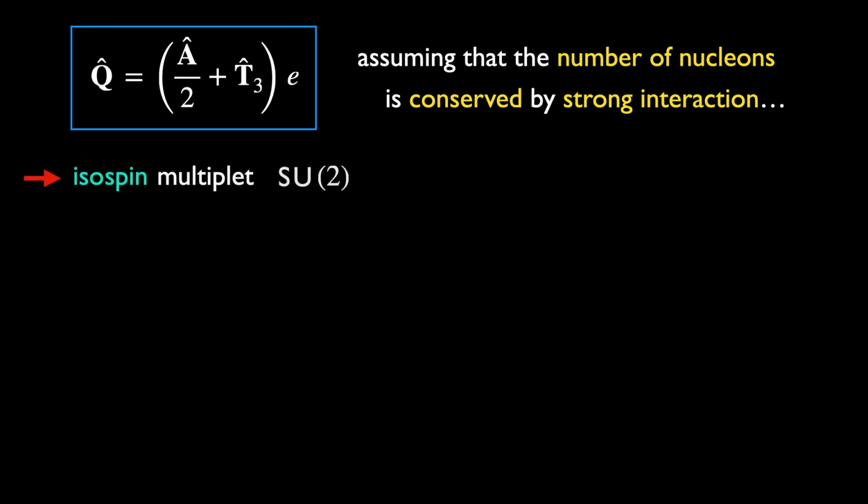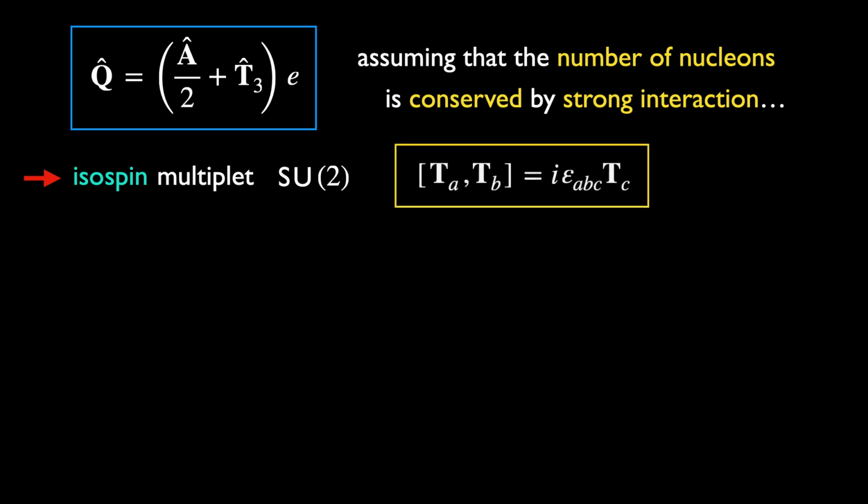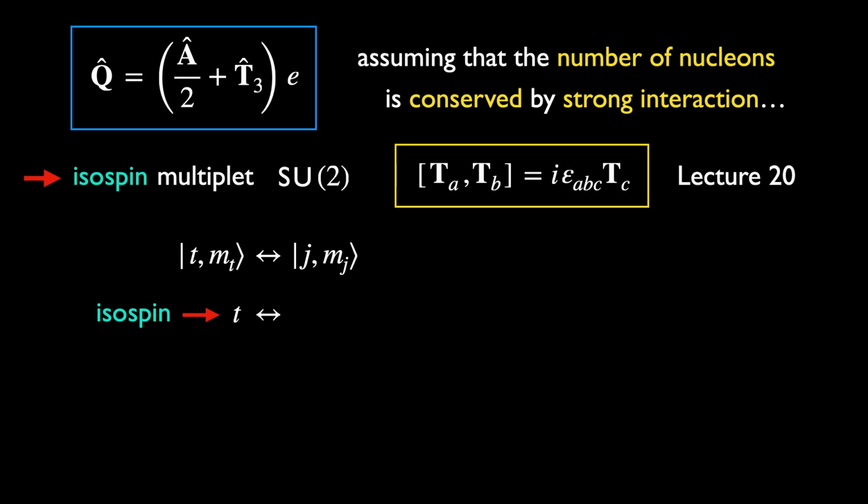Now let's look at the general structure of an isospin multiplet. This is of course just the SU2 multiplet we have studied in lecture 20, which is based on the SU2 algebra of the generators. There is a one-to-one correspondence between the angular momentum multiplets from lecture 20 and the isospin multiplets. To make a distinction between these two cases, let's denote the square magnitude of isospin by T.